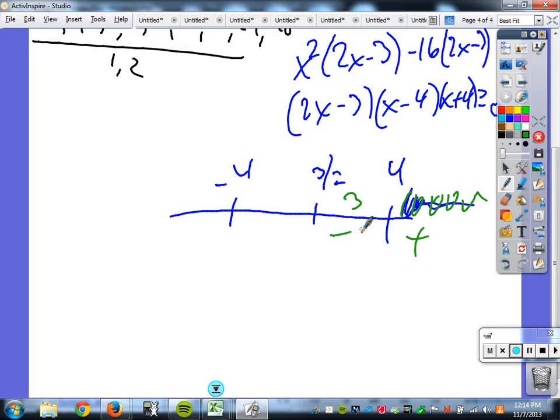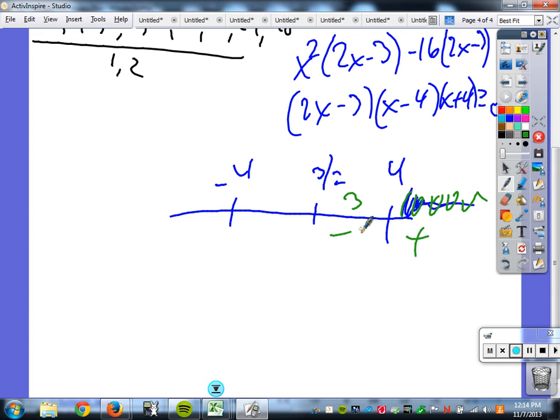I don't know what that is, and I'm not going to. But you get what I'm saying. The reason I pick a million is it just takes away the thinking, right? That's 2 times a million. If I subtract 3 from it, that's still going to be positive. A million minus 4 is positive. A million plus 4 is positive. So if I have 3 positive numbers multiplied together, I'm going to get a positive result, right?